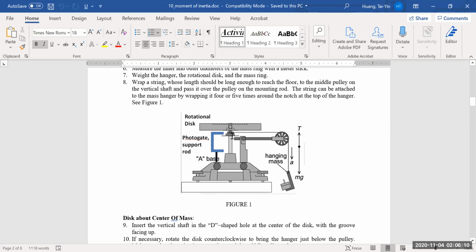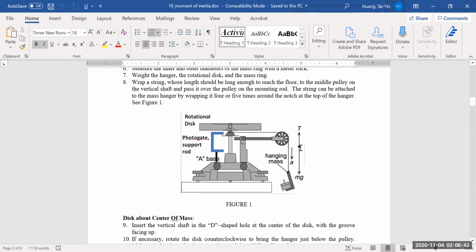We're going to use the middle one, and the thread wraps around the middle pulley on the vertical shaft, and then that thread is going to wrap around this pulley horizontally, and on the end you're going to put the mass holder and also the mass. So this mass on the string is going to provide tension, which you should be familiar with by now.